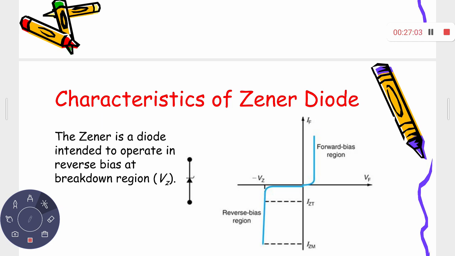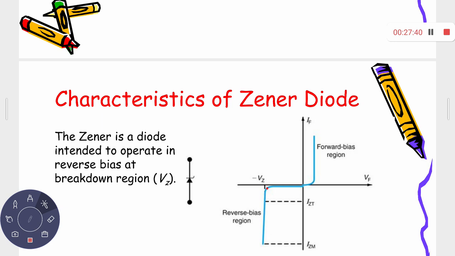A point will come when the diode will behave like that, and that is known as the breakdown voltage. You have heard of a nervous breakdown. You cannot take it anymore. Obviously, that voltage might differ from person to person. Though there is almost negligible current, a point will come when this voltage reaches minus Vz, and that is the breakdown point.